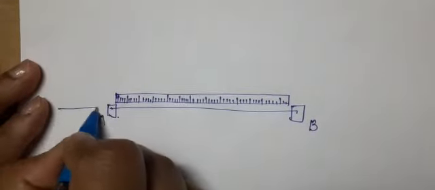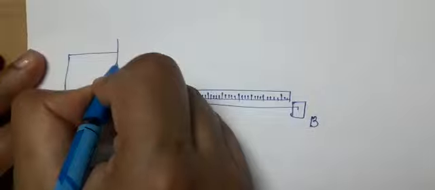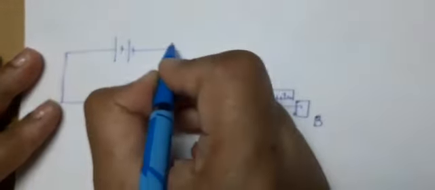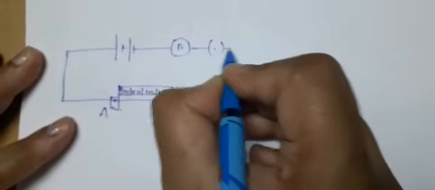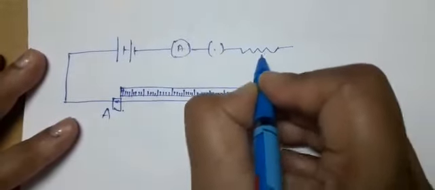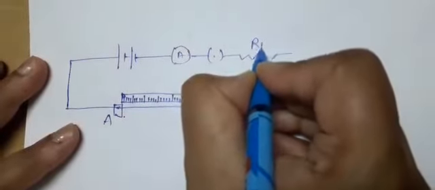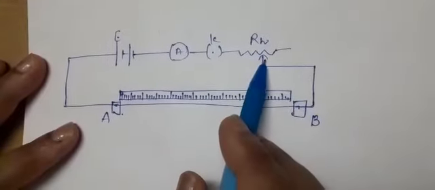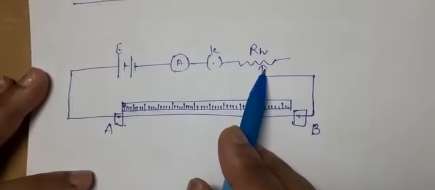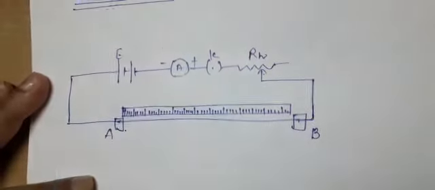Now to make the circuit complete, first of all we have to connect a battery. So here the primary battery has been connected through an ammeter, a one-way key and a rheostat. With the help of it, by adjusting the value of resistance from the rheostat, we can maintain a suitable amount of current within the circuit.